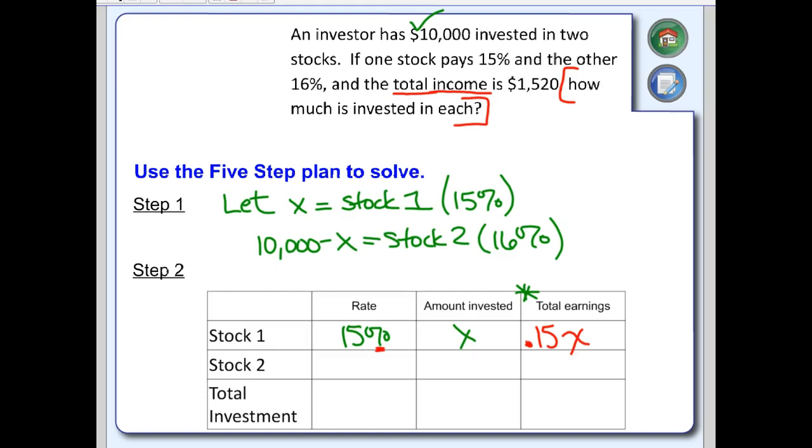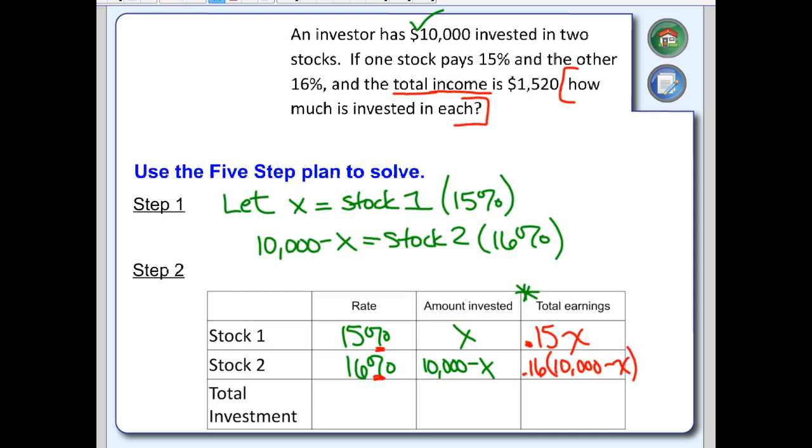How about stock number 2? Well, that's 16%. And again, when we look at my let statements, this is 10,000 minus x. And so again, I've got to change that percent to a decimal. So I've got 0.16 times 10,000 minus x. Told you, investments is long and drawn out.